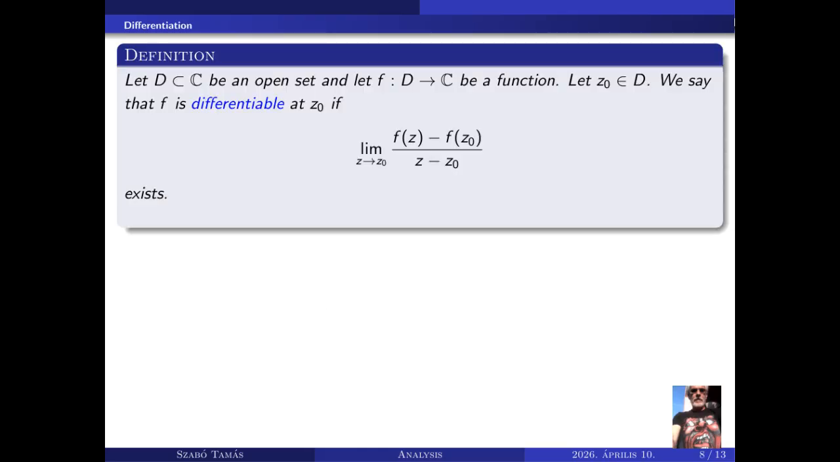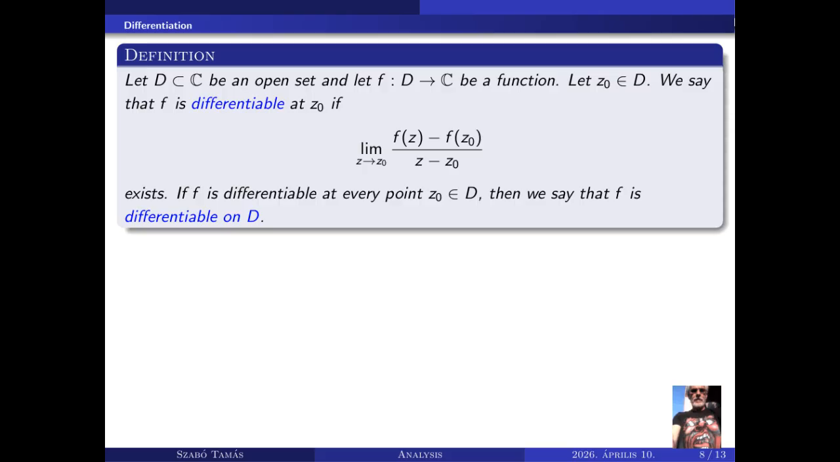Differentiation. Let D be an open subset of the complex plane, and let f be a function from D to the complex numbers. Let z₀ belong to D. We say that f is differentiable at z₀ if the limit of (f(z) minus f(z₀)) over (z minus z₀) exists as z tends to z₀.